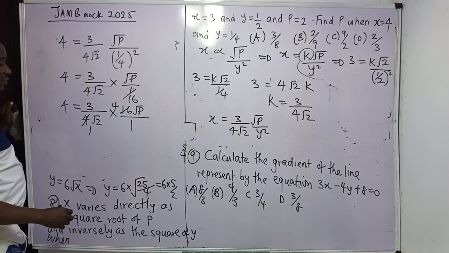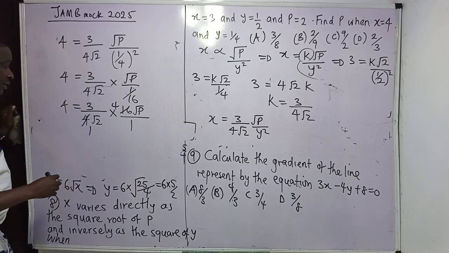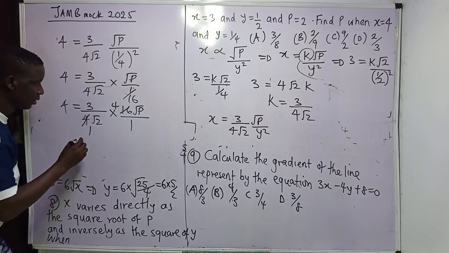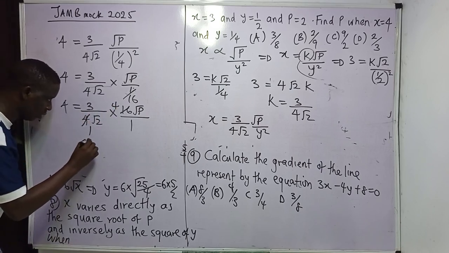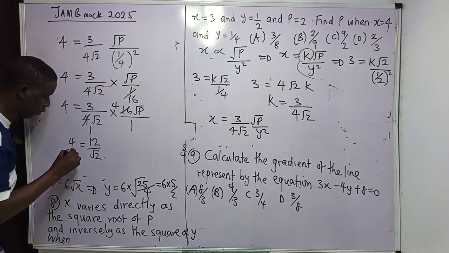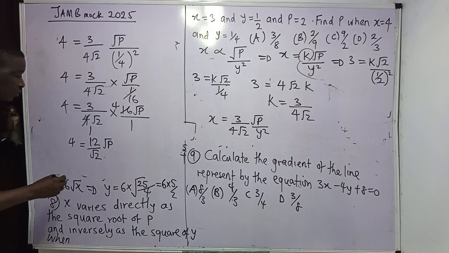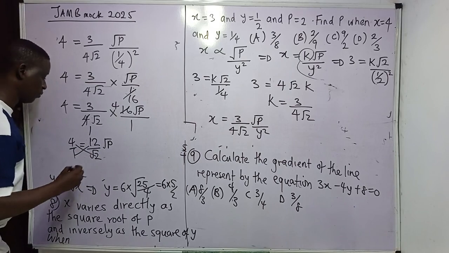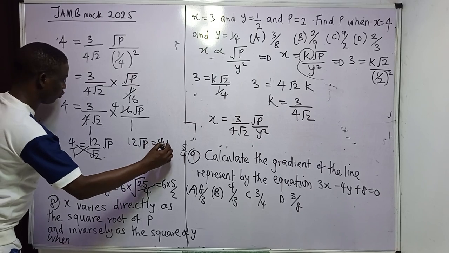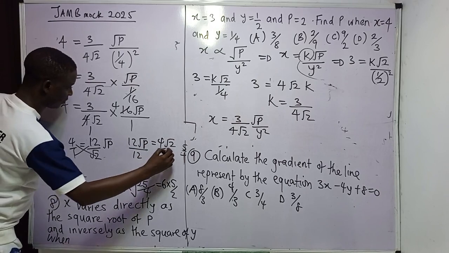We divide both sides by what? What do we do to get our decimal? Let's say we have root 2 here. So this time we can put 12 over root 2 is equal to 4 root P. So cross multiply, what do you have now? We want to have 12 root P equals 4 root 2. Divide both sides by 12.